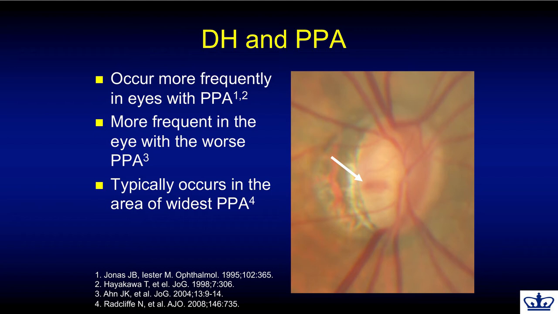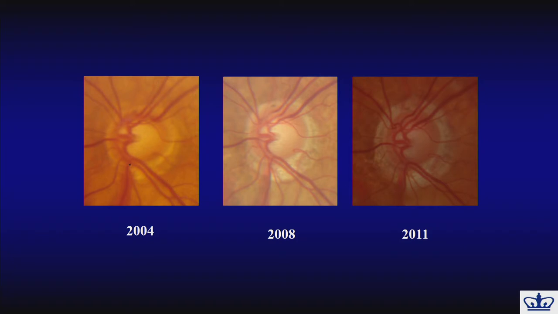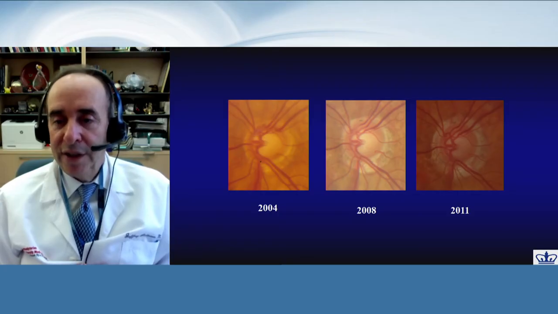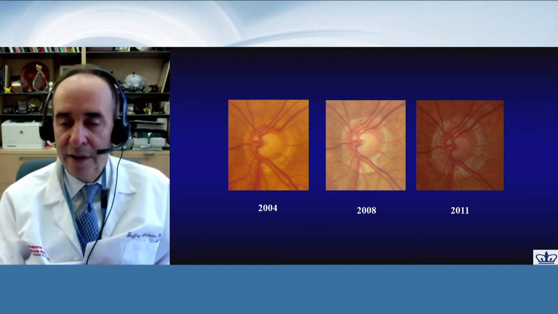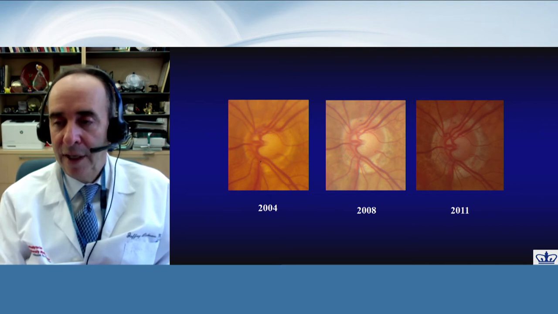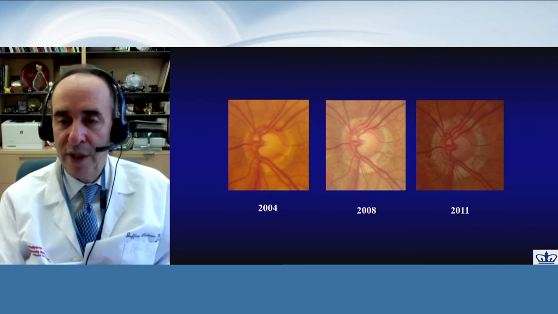Parapapillary atrophy is also associated with eyes with perhaps decreased perfusion or myopia. Here's a patient with a disc hemorrhage and parapapillary atrophy. The disc hemorrhage is occurring in the area of the widest parapapillary atrophy. Parapapillary atrophy also can increase in time. If we photograph patients over a very long period of time, we can see that expansion often accompanies the change in the thickness of the neurofiber layer and the width of the neuroretinal rim.